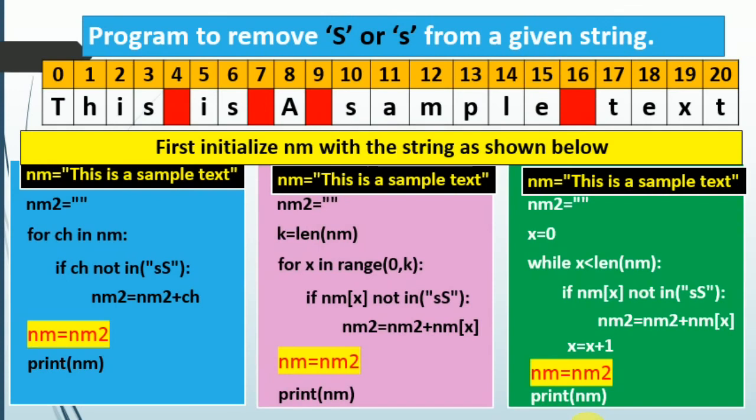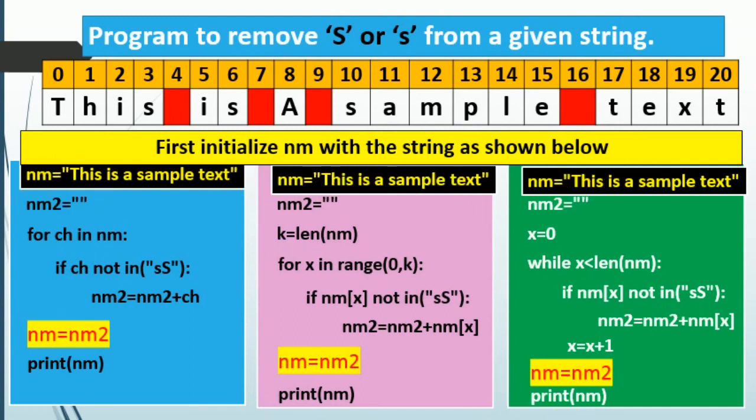Here it is. This is the sample I'm going to give you. This side is using for in, this is using for with range, and here it is with the while loop. If you go through all the steps of all the three loops, you will find the first line is going to be the same, that is first initialize nm with the string. Nm equals to, this is a sample, in this line over here also and here also. In all the three boxes you will find the same line.